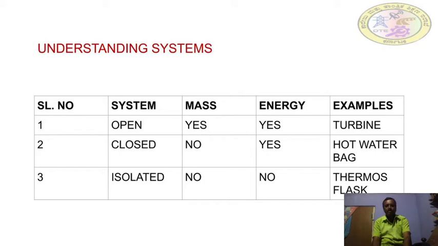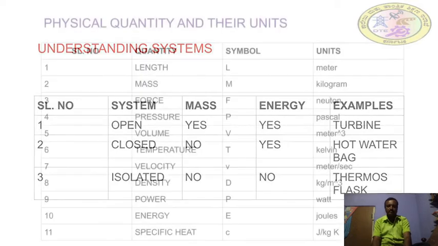Number 2, closed system. Mass, no. Energy, yes. Example, hot water bag. So here mass of the gas is fixed. Energy may cross the boundary. Next, isolated system. So no mass, no energy. Example, thermos flask. So here mass and energy do not cross the boundary.